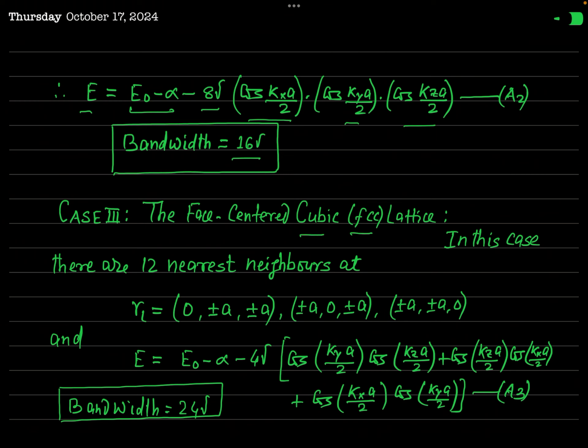And when you talk about the face-centered cubic lattice, that is the FCC lattice, in that condition R_L is (0, plus minus a, plus minus a), (plus minus a, 0, plus minus a), (plus minus a, plus minus a, 0), and so E is given as E naught minus alpha minus 4 gamma times cos ky a over 2 times cos kz a over 2 plus cos kz a over 2 times cos kx a over 2 plus cos kx a over 2 times cos ky a over 2. And the bandwidth for this is 24 gamma.